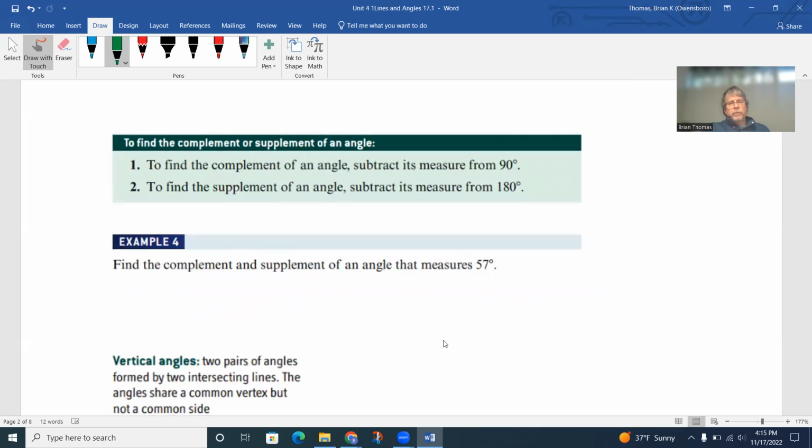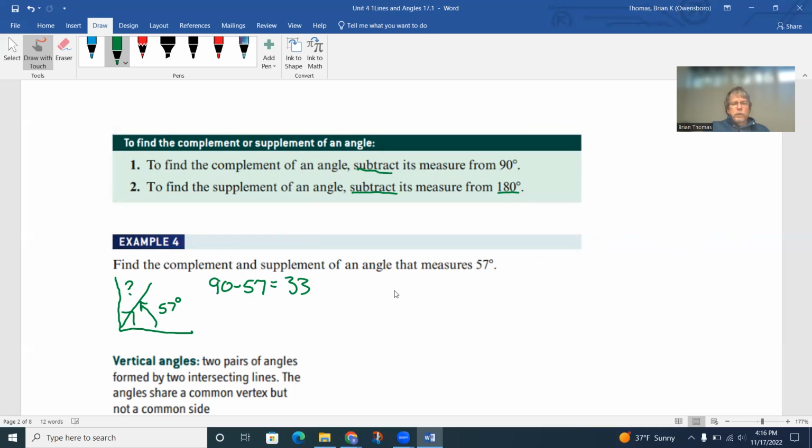To find the complement of an angle, remember the two angles have to add up to 90. So to find the complement, we subtract from 90. To find the supplement, since two angles add up to 180, we subtract from 180. Say we want the complement of the angle that measures 57 degrees. A complement, we're talking about right angles. So we're looking for this angle over here, its complement. They both have to add up to 90, but the easiest way is to go 90 take away 57. 90 take away 50 would be 40, take away 7 more would be 33.